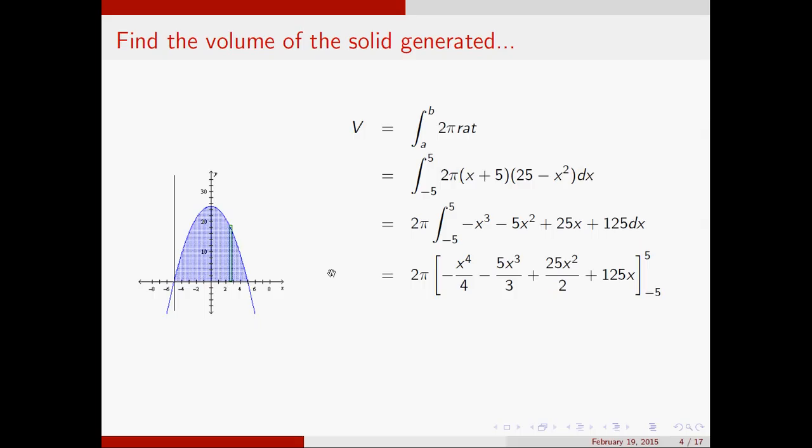We're going to use the fundamental theorem of calculus. We're going to evaluate that function at 5 and at minus 5 and subtract the difference. When we do that, we get 2 pi times these nasty looking fractions. If you clean that up, you're going to end up with 5,000 pi over 3. So if we take that parabolic region and we rotate it around the line x equals minus 5, that's what we're left with, 5,000 pi over 3 as the volume.